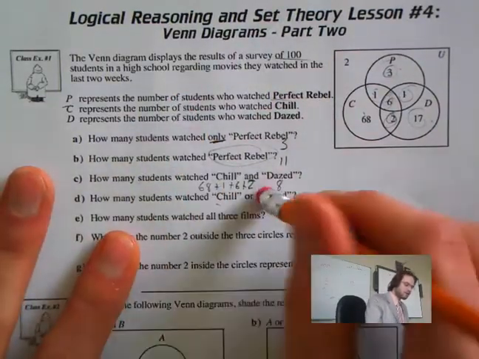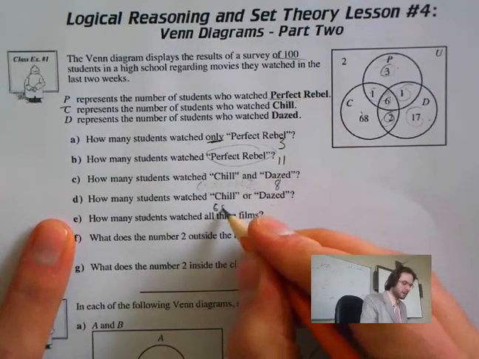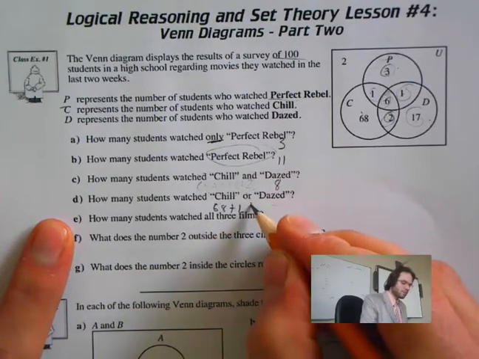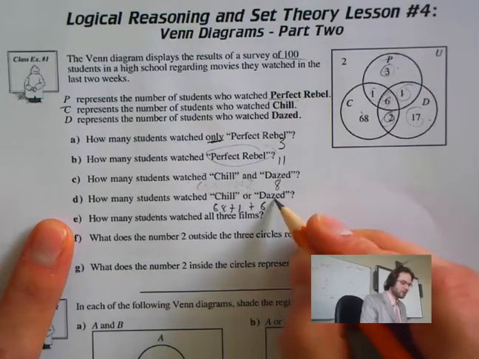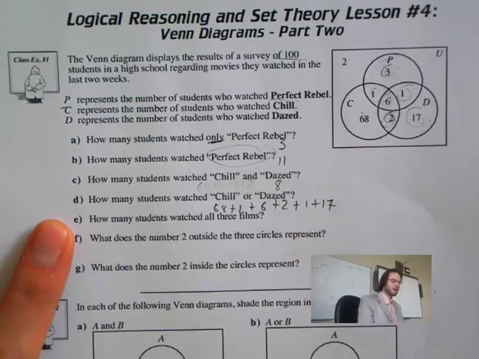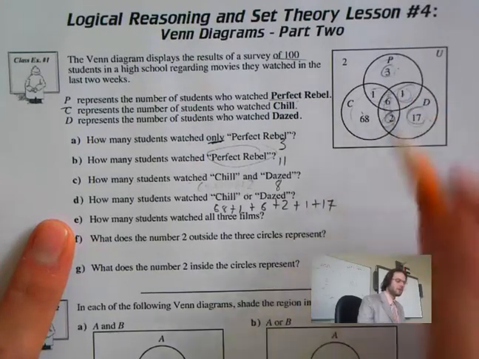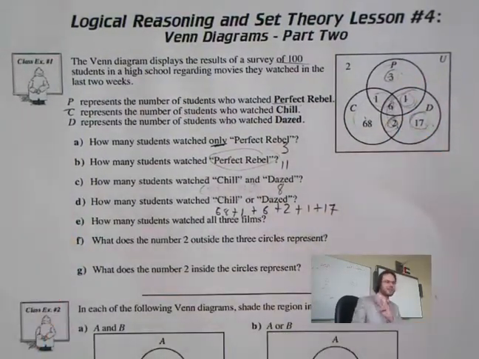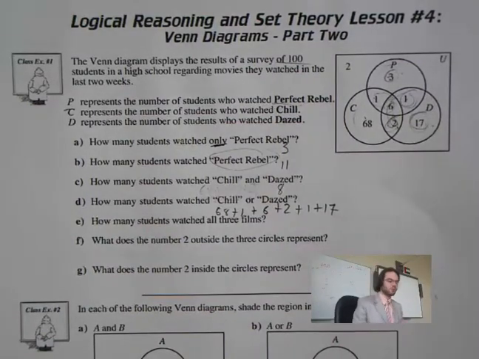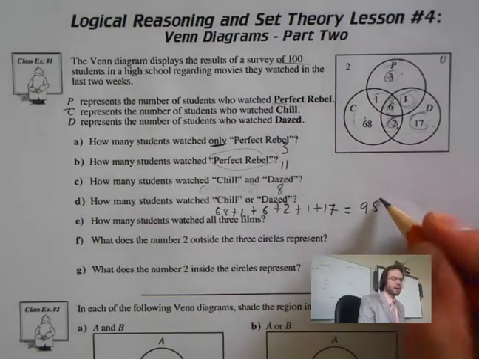Oops. I have to put that down. I was in the wrong one. So we have 68 plus 1 plus 6 plus 2 plus 1 plus 17. Okay? Because we did all of this, and then what's left for the Dazed. I can't count these twice. That's a key thing that you make sure you don't do, is count those twice. When we add those together, I'm going to end up getting 95.